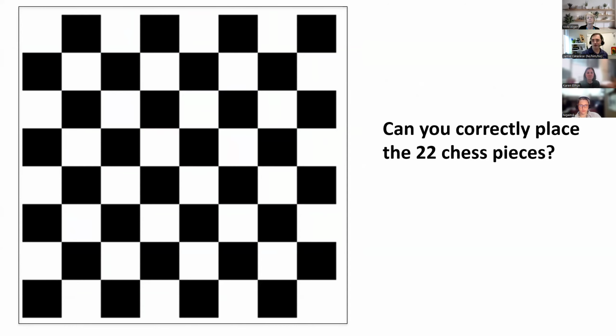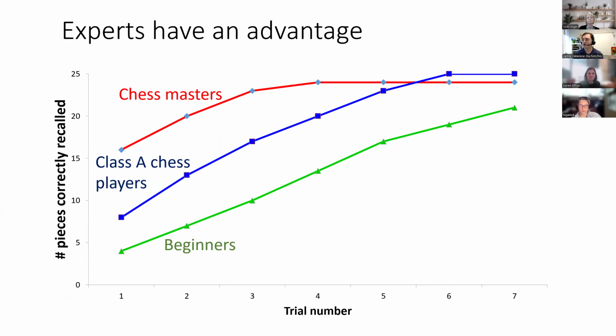If I asked everyone in here, some folks who play chess, you're able to place them. Those of you who've never looked at a chessboard, it's going to be harder. Experts have the advantage because we know the framework. We know where things are. We understand the rules. And so when they've shown a board to either chess masters or class A chess players or beginners, it takes the beginners a lot longer, many more trials to place all those pieces where they need to be.